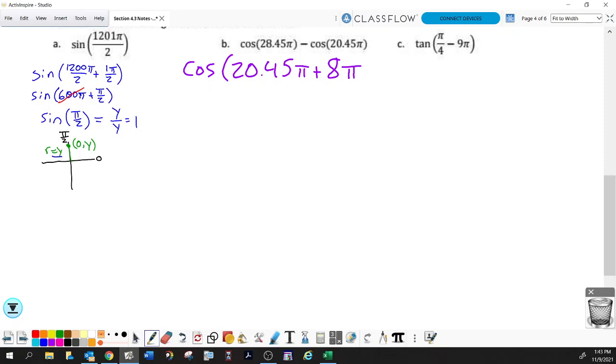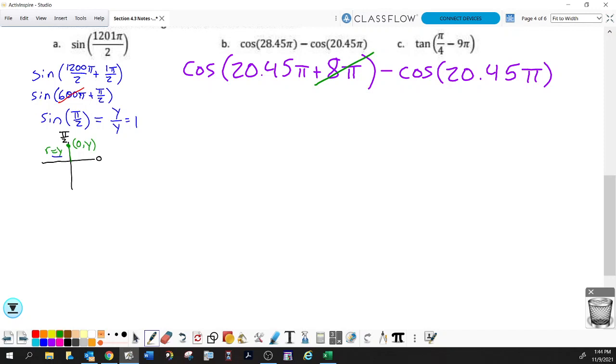So there's the first one. The reason I wanted to do that is because, as far as cosine and sine are concerned, 8 pi is equivalent to 0. So what you actually have here is cosine 20.45 pi minus cosine of 20.45 pi.